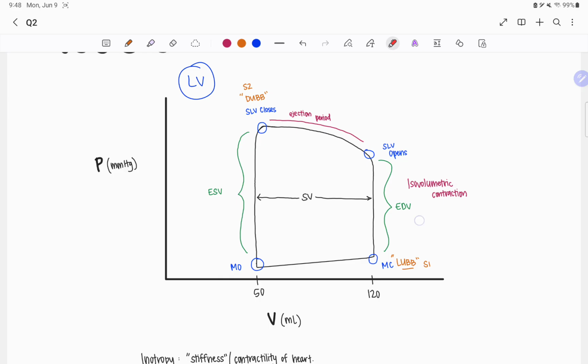So then once the semilunar valve closes, our ventricle starts to relax. At this point, both valves are closed again, just like they were on this side. And this is known as the period of isovolumetric relaxation.